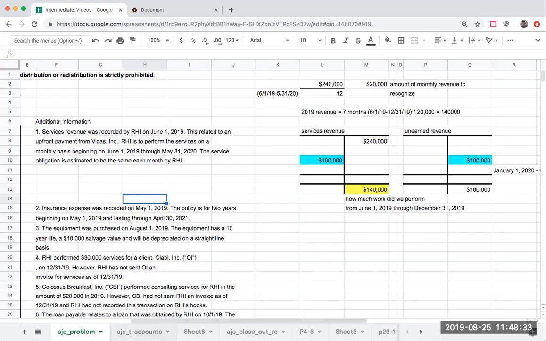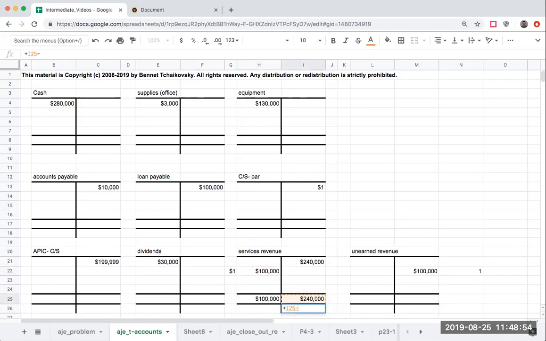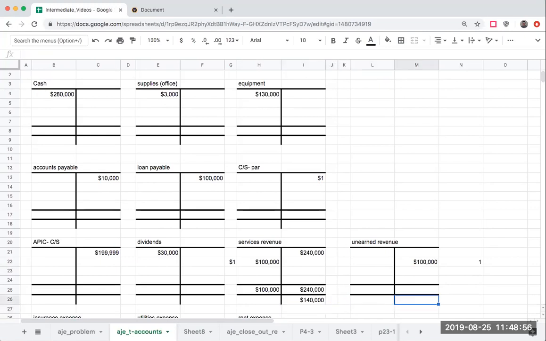So I'm going to go ahead and make that entry right here into my accounts. And I'm just going to put the transaction number down by each one, because if I need to go back and look to see if I've done something incorrectly, I can go back and see that a little bit later. Okay, so my ending balance here in unearned revenue is $100,000, so I'm done with that particular transaction.